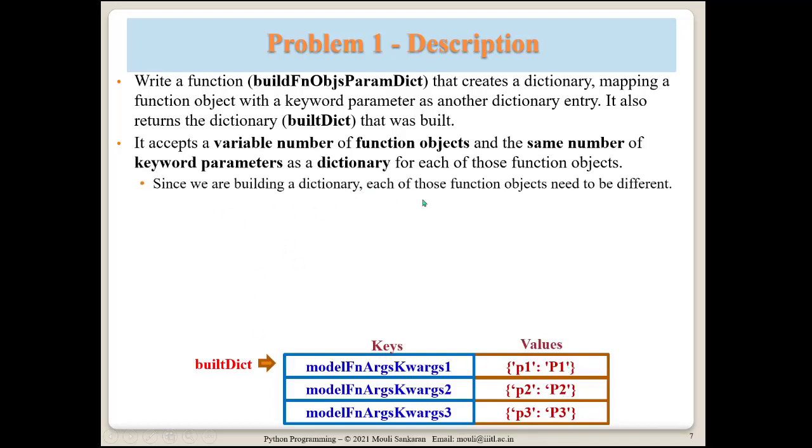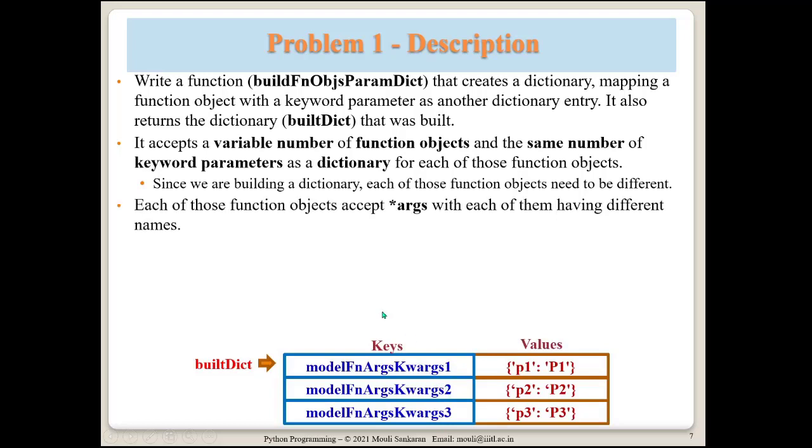Since we are building a dictionary, each of these function objects needs to be different. I told you that they need to be different. They cannot be the same object, because you know the reason why keys cannot be the same: the hash value will be different and you cannot have a different entry for them. So keys have to be unique here, so we have to take care of it.